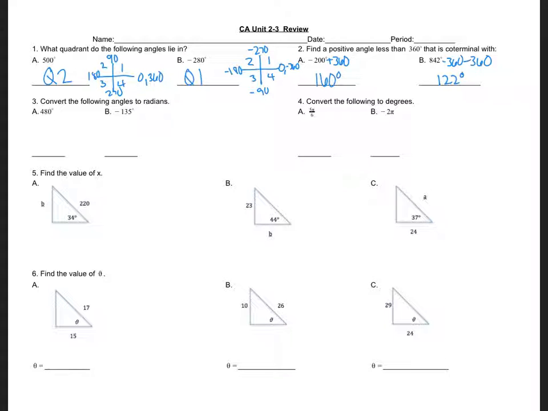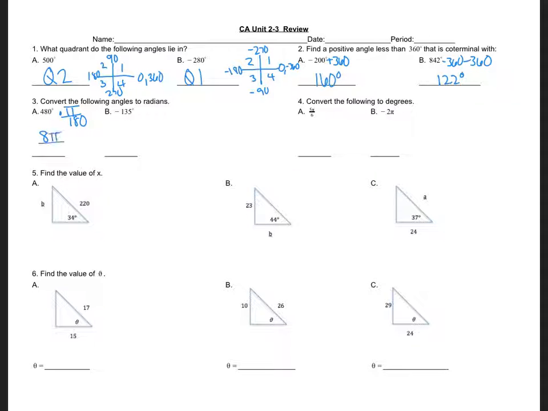Convert the following angles to radians. We do that by doing times pi over 180. So in my calculator, I'm going to use that ABC button. I'm going to type in 180, ABC 480, and then flip it. So that's 3 over 8.